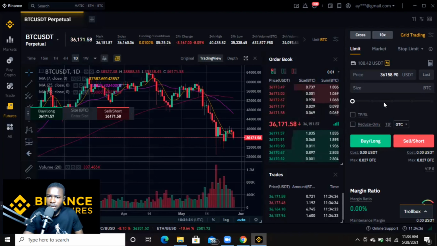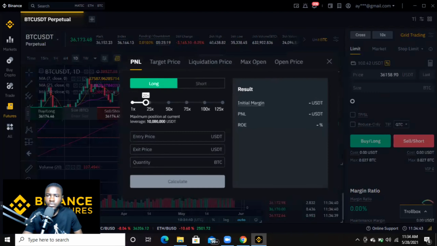So basically, I'm going to go to calculator, which is the feature I'm telling you guys about. So we hit the calculator right now, and you can use this to check a lot of things: PNL, target price, liquidation price, max open, open price. What PNL means is profit and loss, right? So when you enter into a trade, you are going to have unrealized PNL, which means unrealized profit or loss, right? But we'll get back to that later when we perform a trade.